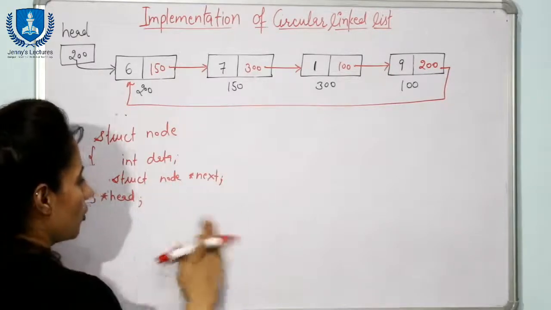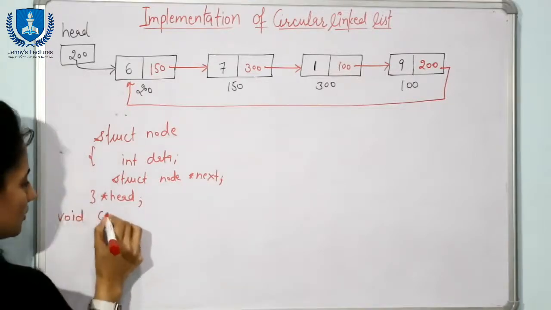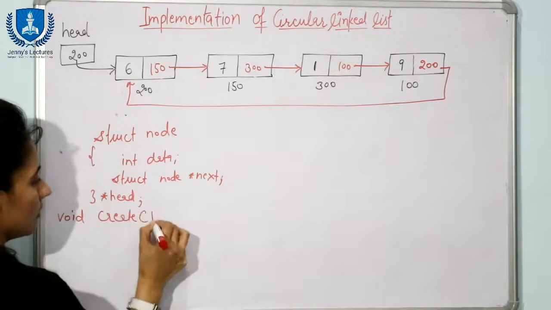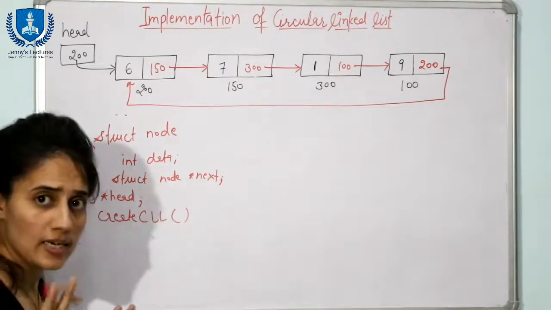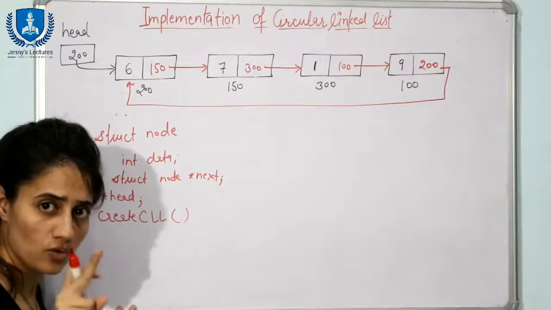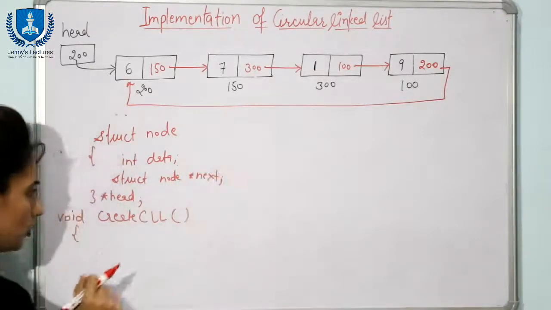Now we will define a function to create a circular linked list. It is the same as for a singly linked list. I have discussed the code for the singly linked list in the previous video. I'll provide the link of that video in the side button, you can check it out there.